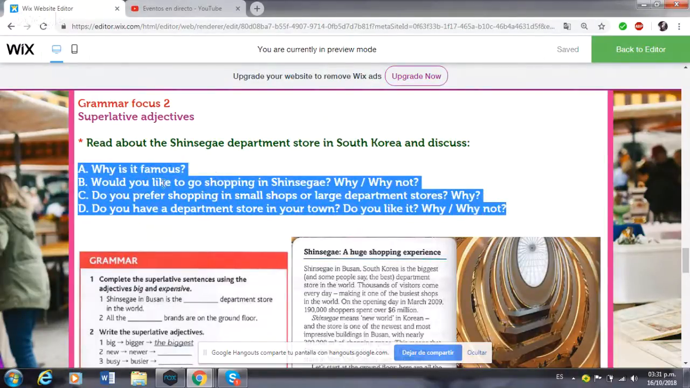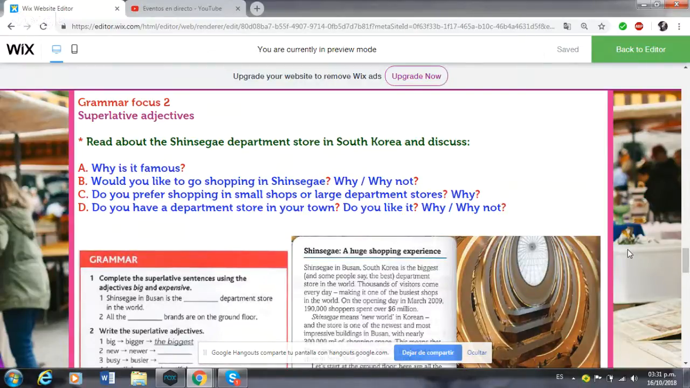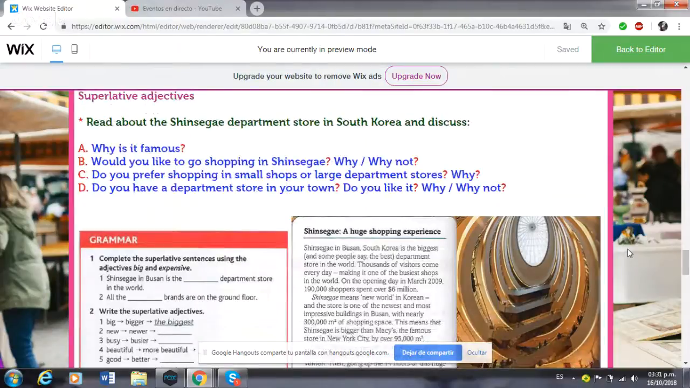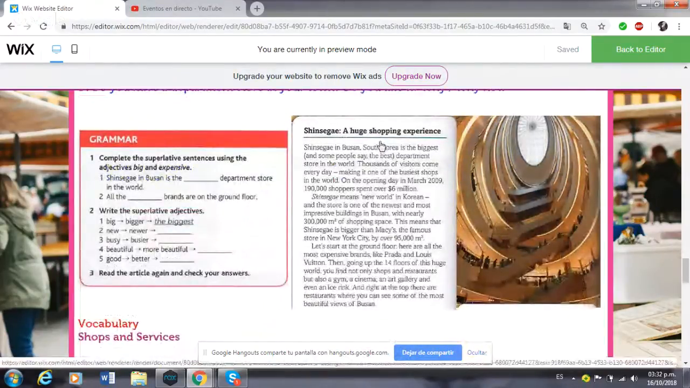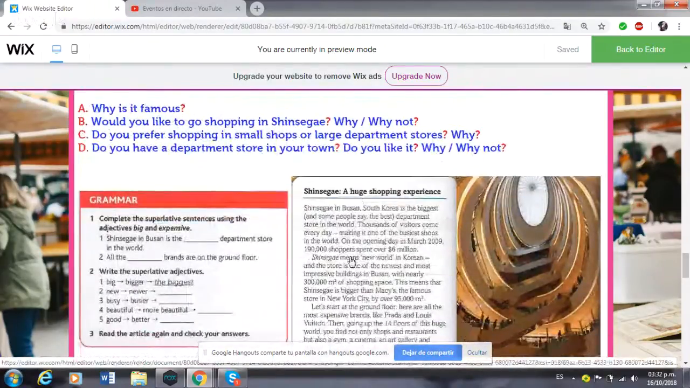B, would you like to go shopping in Shinsegae? Why not? C, do you prefer shopping in small shops or large department stores? Why? And D, do you have a department store in your town? Do you like it? Why not? Firstly, you need to read about the Shinsegae shopping experience here. You need to read these stats, and then answer the four questions, A to D.